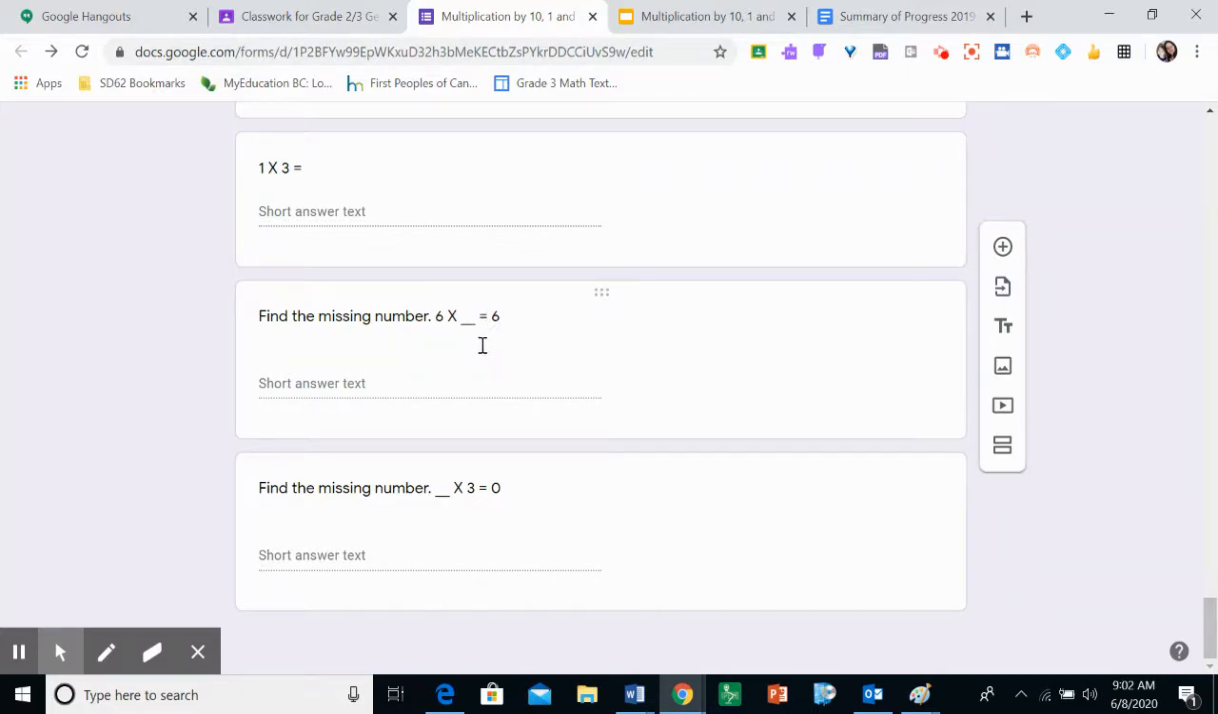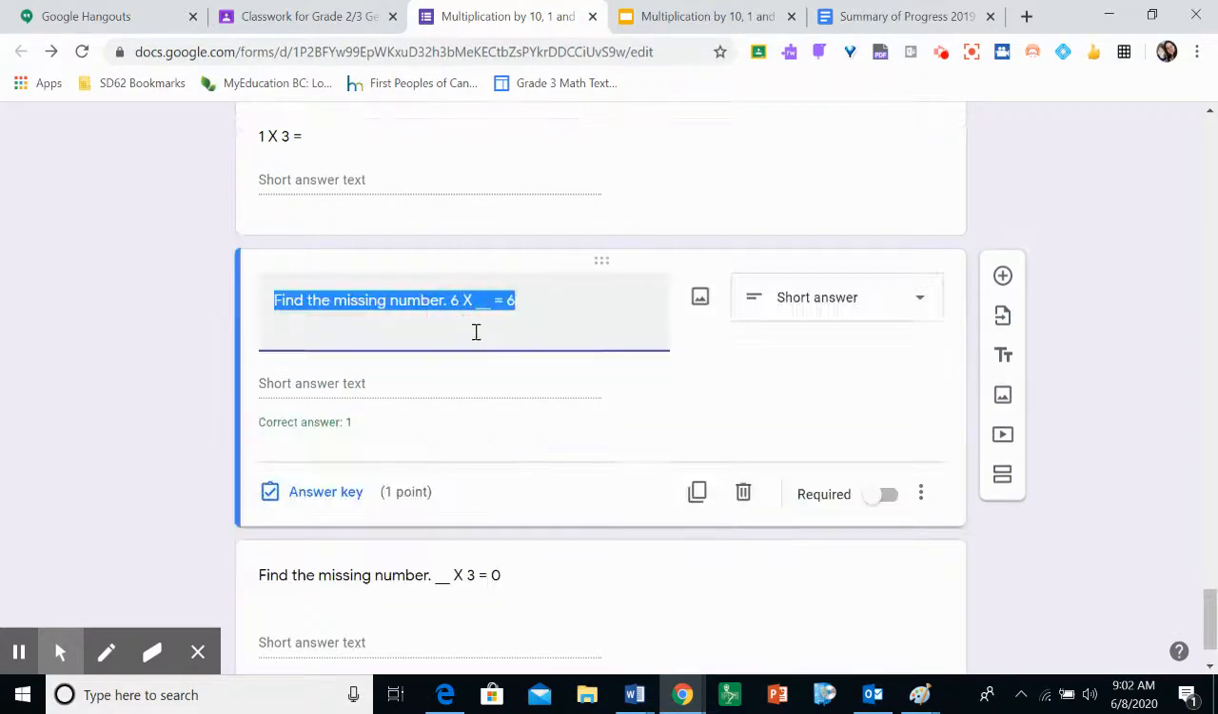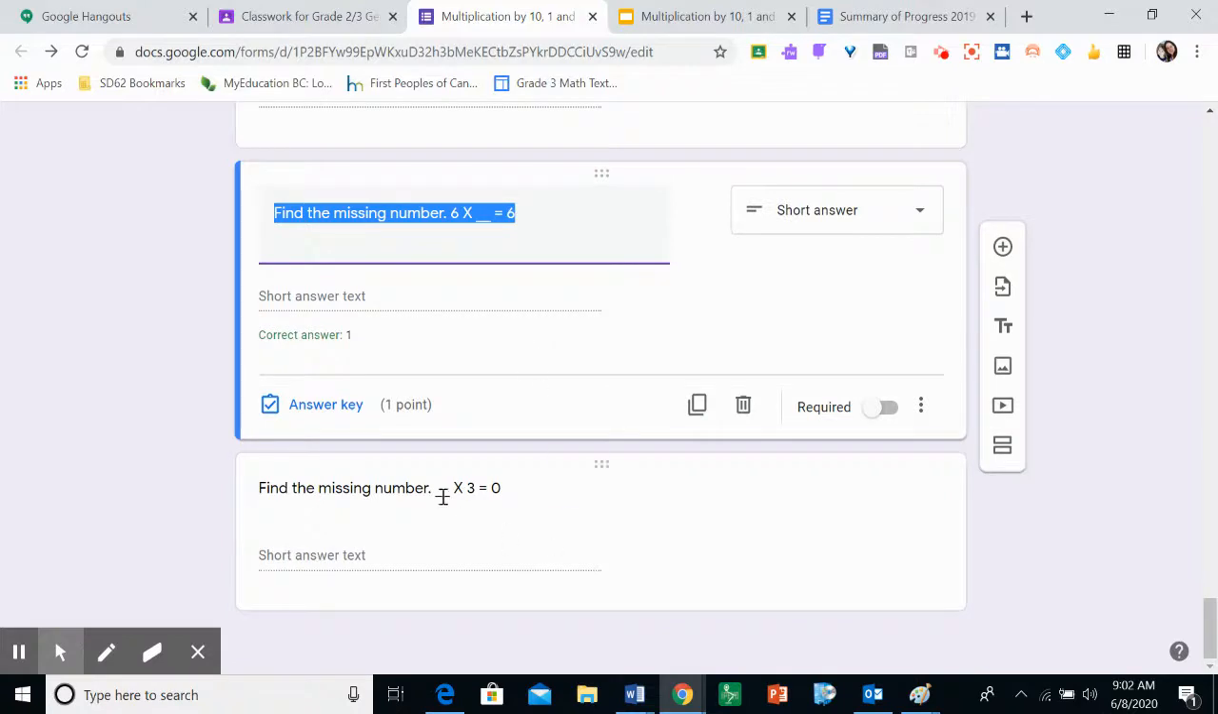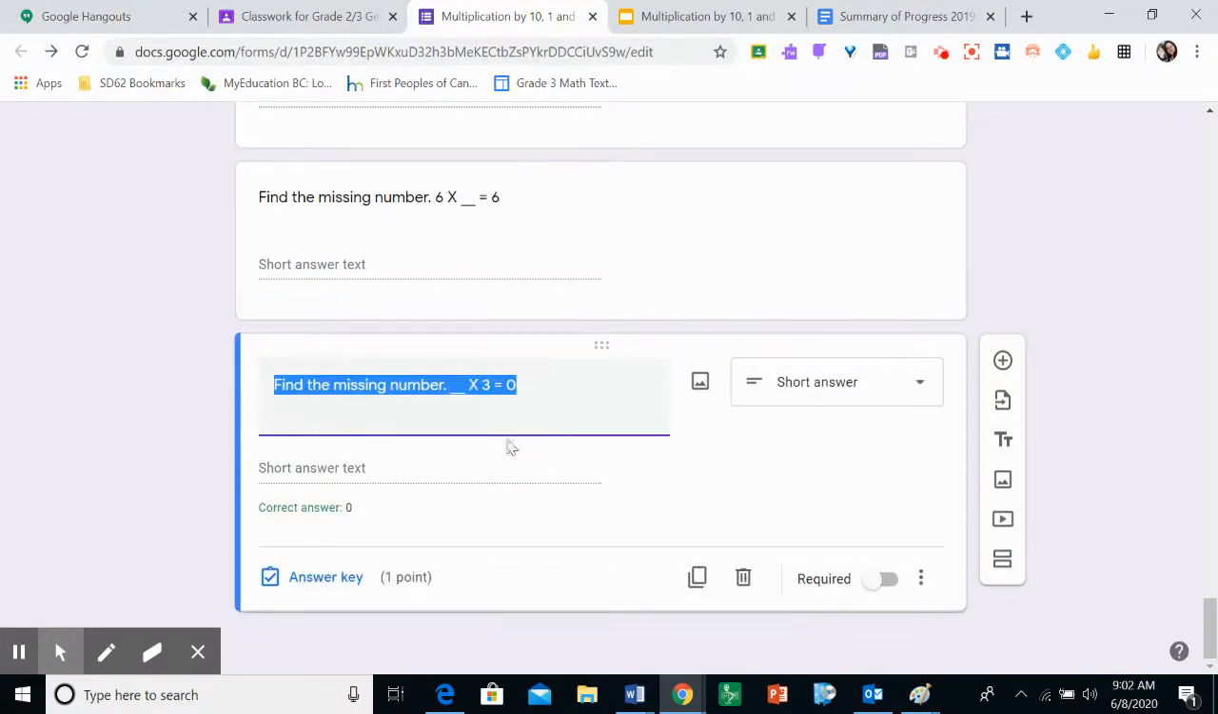Think of the 3 choices we looked at today. Times 1, times 0, or times 10. Which one do you think would make the most sense here? And then find the missing number. What number times 3 equals 0? So think of our 3 options, times 0, times 1, or times 10. Which one makes the most sense?